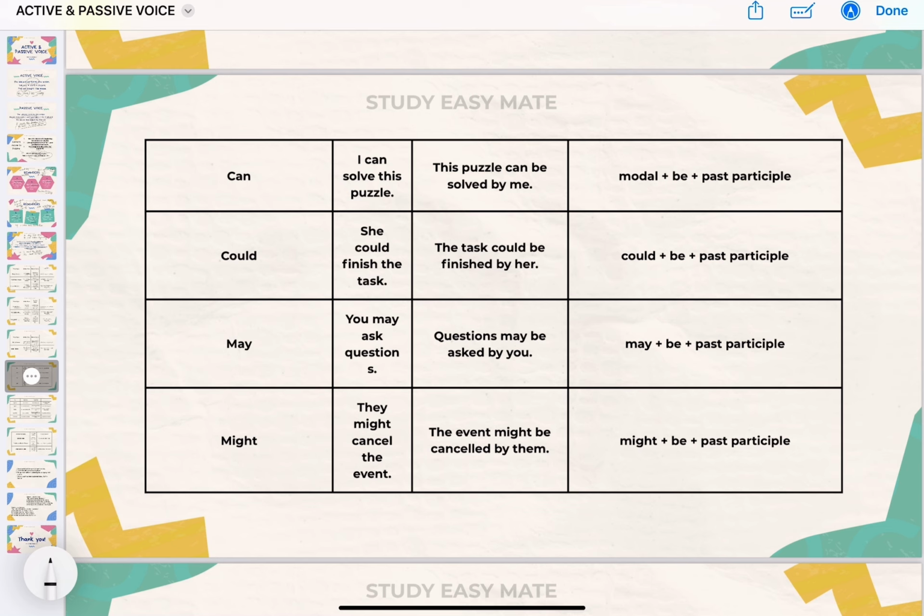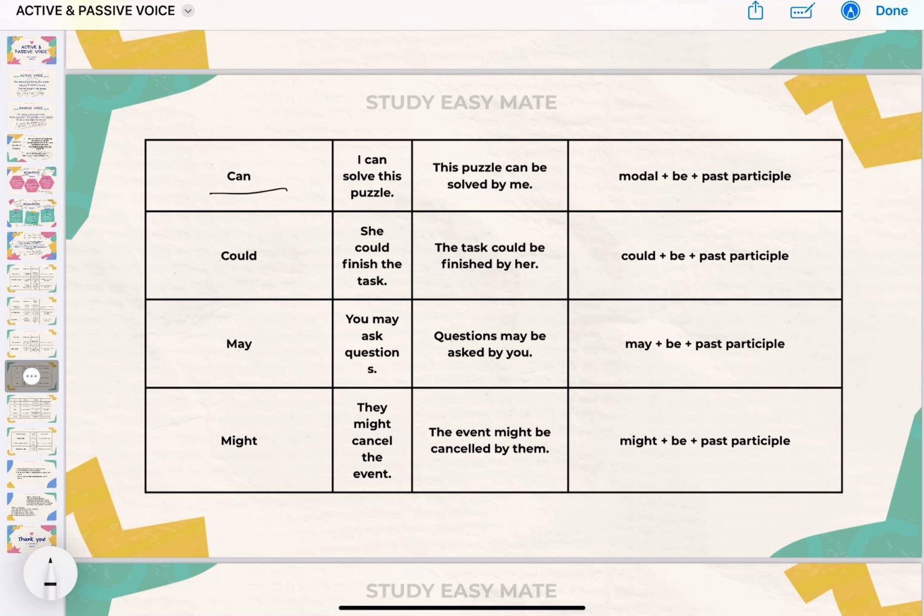If can comes in the question — can, could, might, may, ought to, should, must, all these modals — you can actually use the same word plus the participle. Can: I can solve this puzzle. This puzzle can be solved by me. Modal plus be plus past participle.